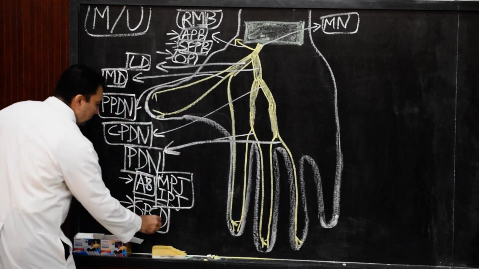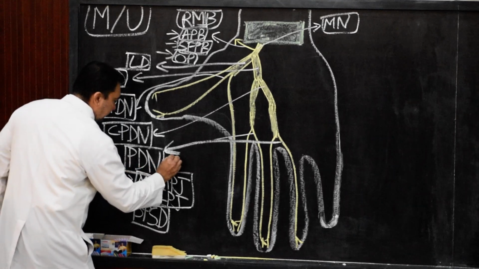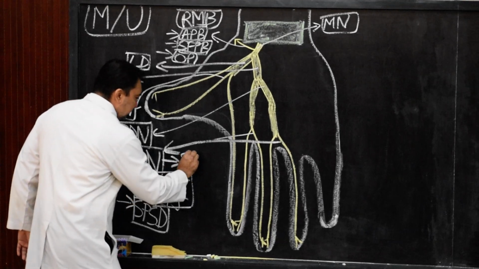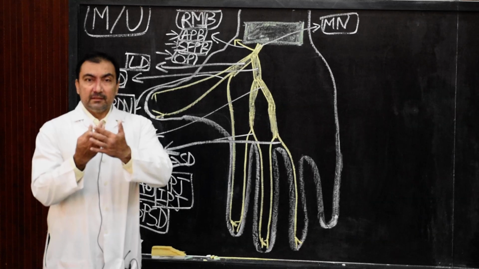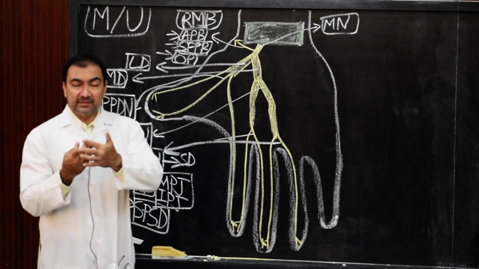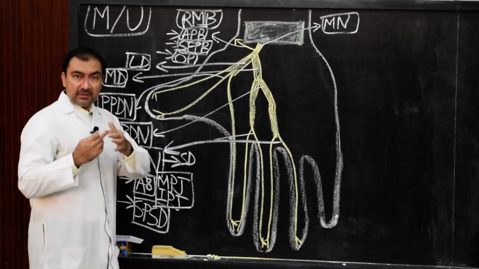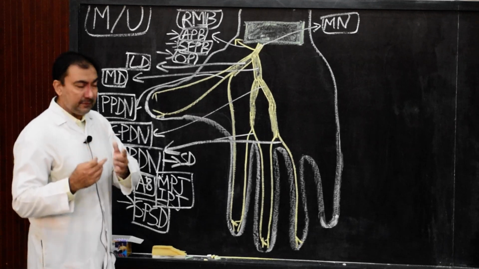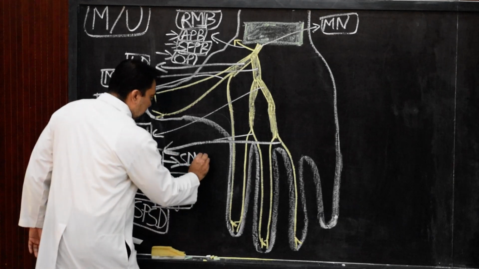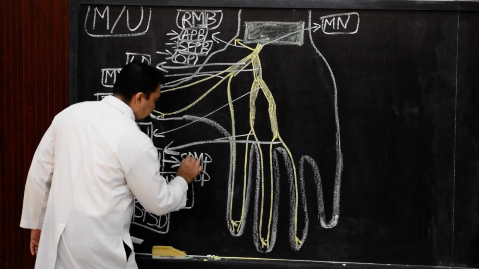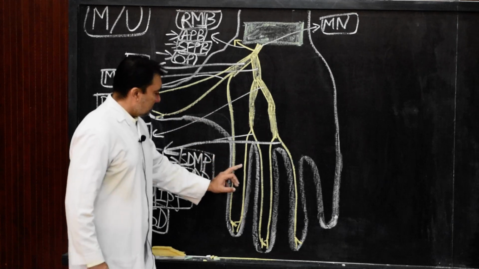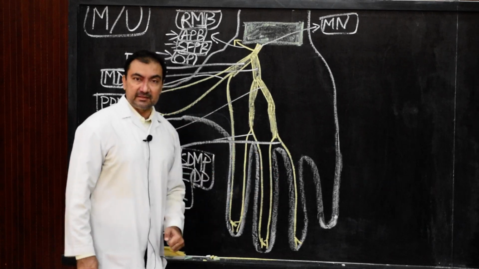Then the proper digital nerve, here I will write, will also supply the skin over the dorsum, the skin of the dorsal surface of the middle phalanx and the distal phalanx. So the skin of the dorsum of the middle and distal phalanges will be supplied by the proper digital nerve. Of how many digits? Lateral 1, 2, 3 and half digits.